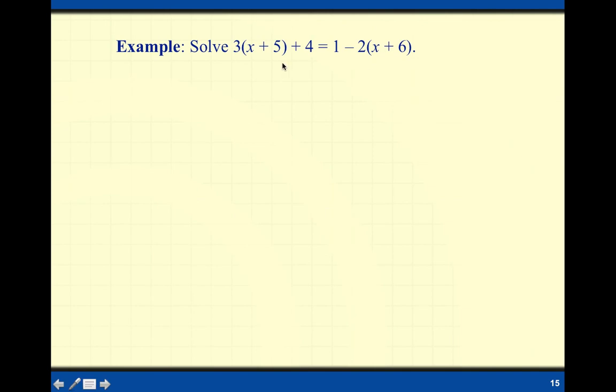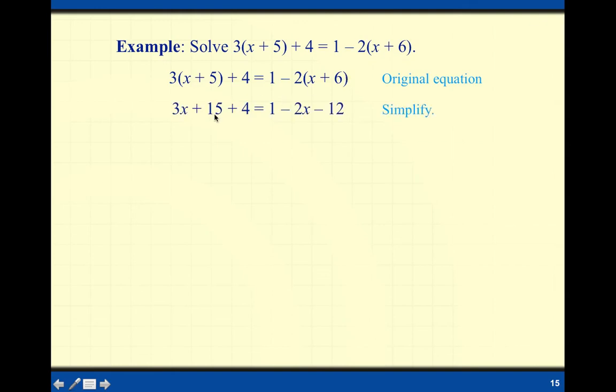Another example is 3 quantity x plus 5 plus 4 equals 1 minus 2 quantity x plus 6. So, we have this one. So, multiply mo lang 3x and then 15, negative 2x and then negative 12. And then, after that, i-add natin yung 15 plus 4 and then 1 minus 12. So, yung answer, ayan, negative 11 tsaka 19. So, ililipat ko si 19, magiging negative 19. So, negative 11 plus negative 19 is negative 30.